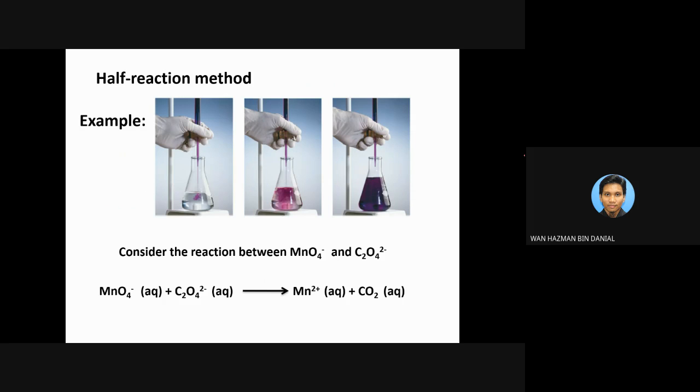Okay, so let's look at the first example here. We have MnO4- and C2O4 2-, oxalate. Okay, so as you can see here, we have manganese and the oxalate producing Mn2+ and carbon dioxide. Okay, so from here, can you guess which one oxidizes, which one reduces?